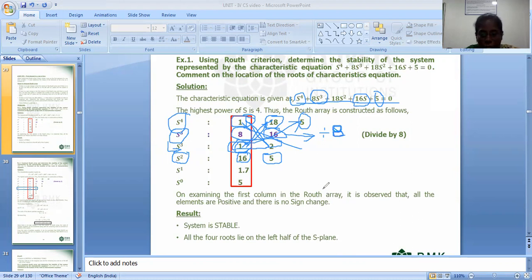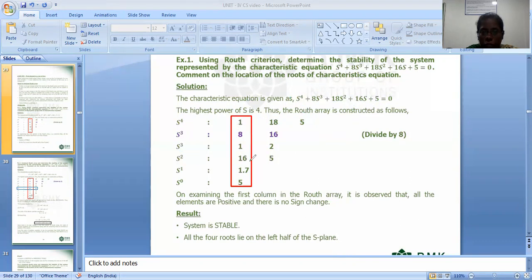And once we complete the array, we have to take the first column of the Routh array, and we have to check whether there is any sign change. When we check in this problem, there is no sign change at all, because all are positive elements. Since there is no sign change, the system is stable.